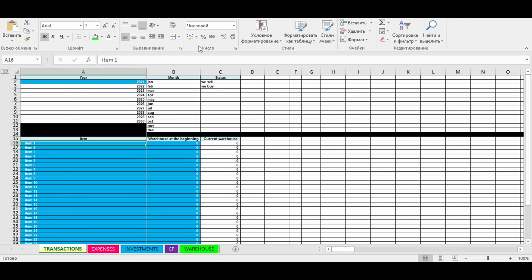Hi, I'm piterpakulski, and today I want to show you a very simple financial model that can be useful for small businesses that have cash flow and warehouse.